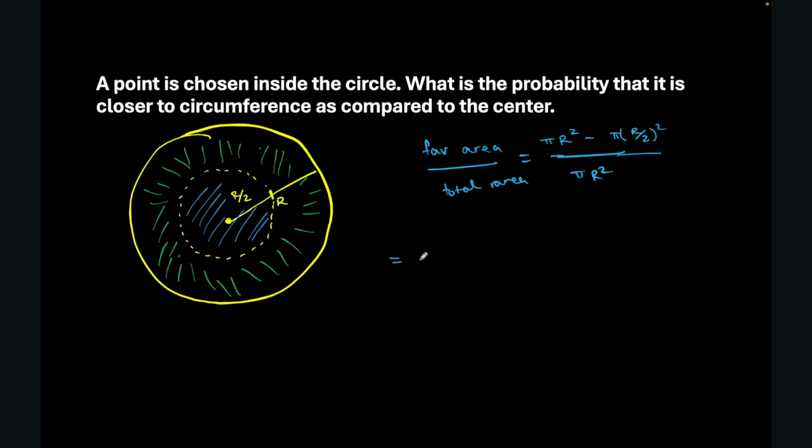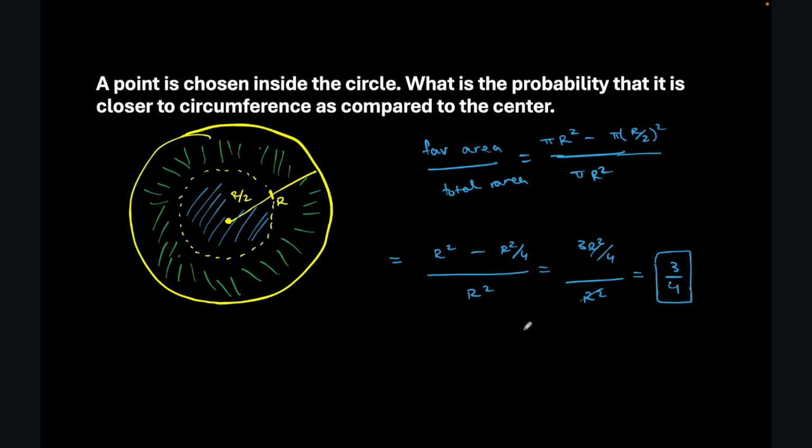So what am I left with? I'm going to remove the pi from all of them. I'm going to have r squared minus r squared by 4, divided by r squared. So 3r squared by 4 by r squared. And the probability is going to be 3/4 or 75%.